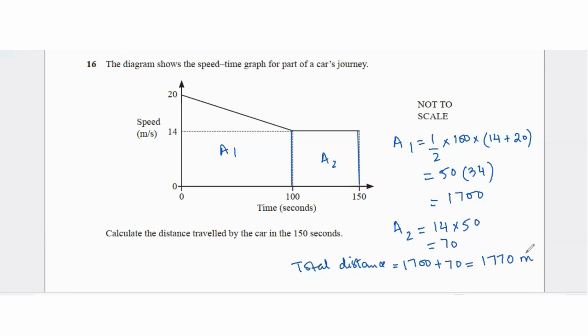Now, if you're wondering why we found the area and split the graph into 2 shapes, basically when you have a speed time graph, the area under the graph always gives us the distance. So if they're asking for the distance and they've given the speed time graph, just find the area under the graph and you're good to go.